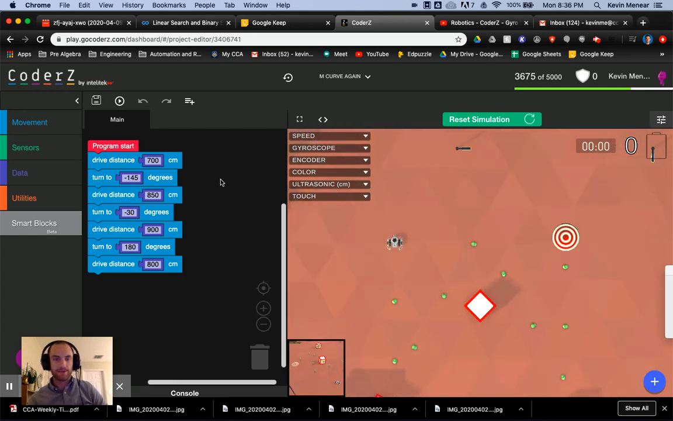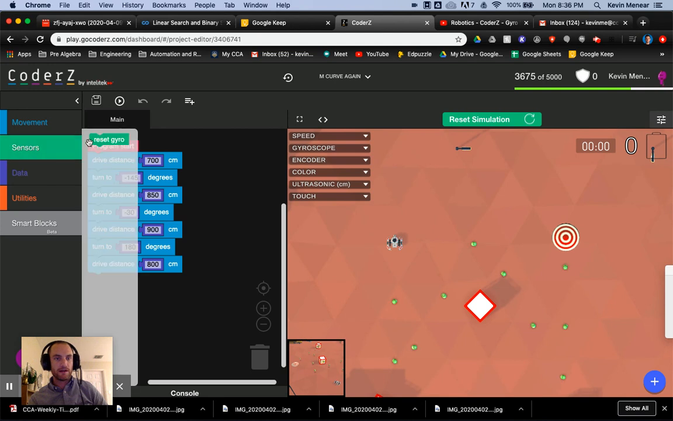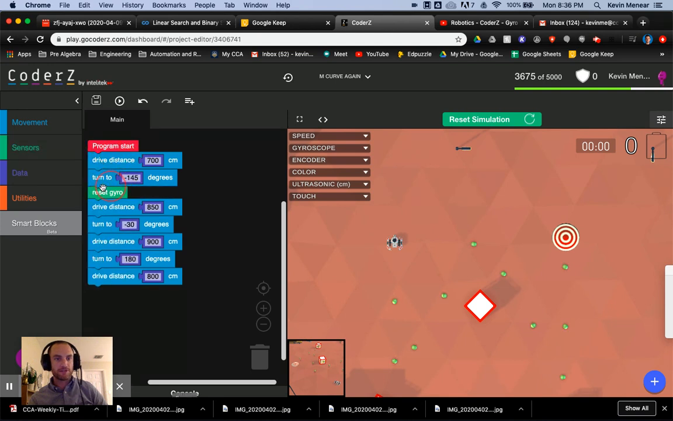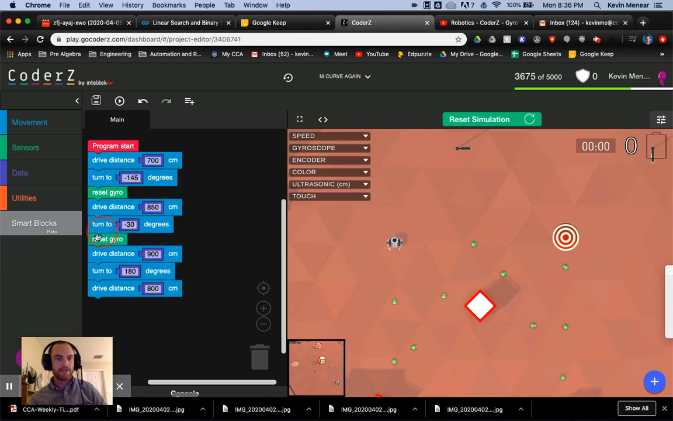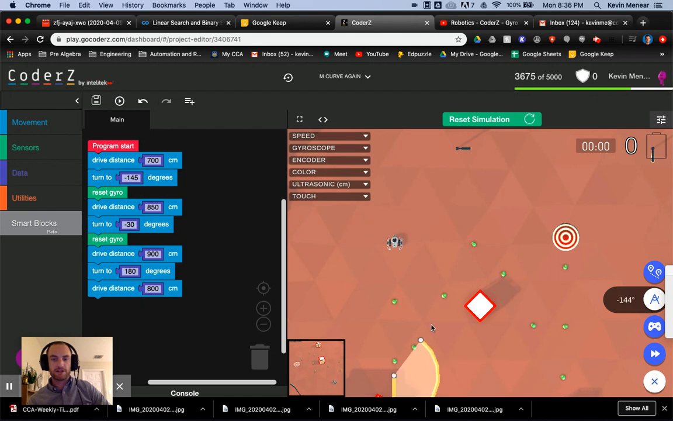Okay, so I'm going to reset the gyro after every turn. Obviously, I don't have to reset it after the last turn because who cares? I'm not going to use it again. Okay, so my first angle is going to be correct because I started at 0, so that's 145, good. But now my new heading is in this direction. Does that look pretty good?